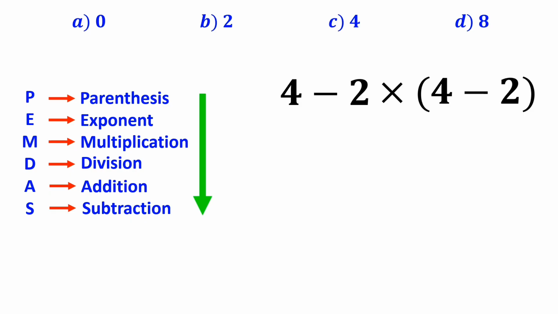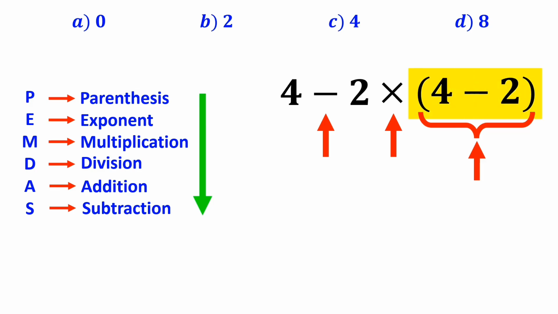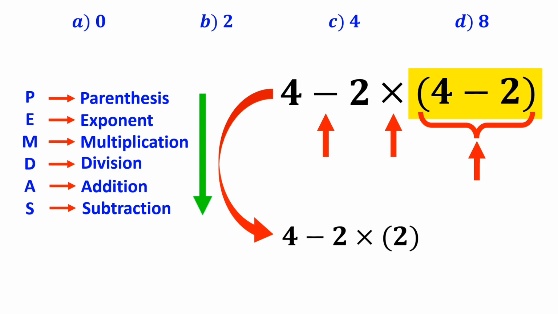Okay, as you can see in the image, in this expression we have a subtraction sign, then a multiplication sign, and finally parentheses. We must start with the parentheses because they have the highest priority among all operations. So, we can write this expression as 4 minus 2 times 2.